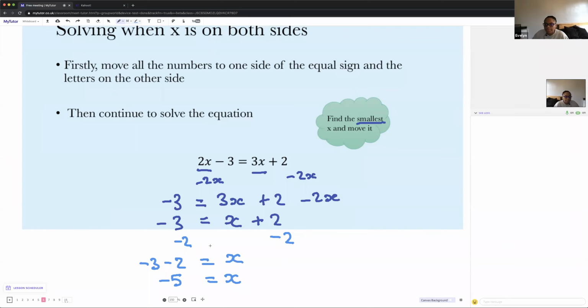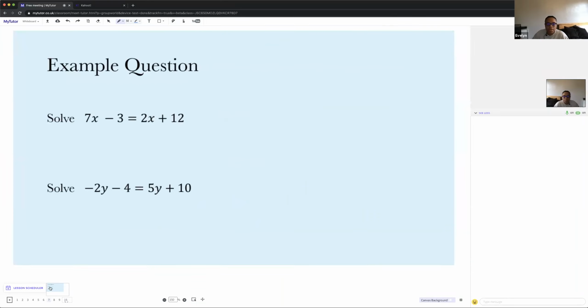Brilliant. Now, have a go. We'll go through the first one together because this one is a little bit more tricky, but the one below I would like you guys to try afterwards. So find the smallest x and move it. Of the smallest one, you've got the choice between 7x and 2x. The smallest one is 2x. So now you want to put that on the other side. The opposite of adding 2x is subtracting 2x.